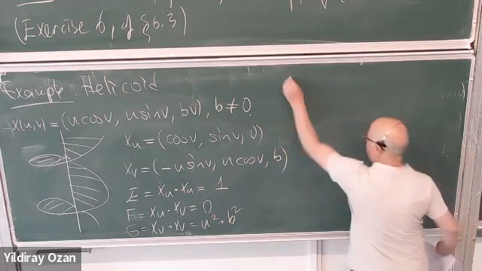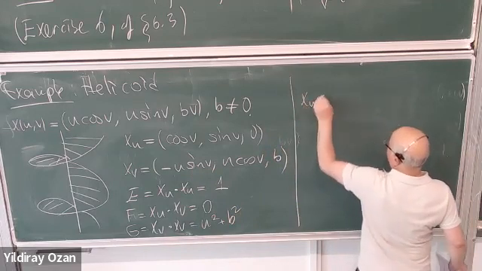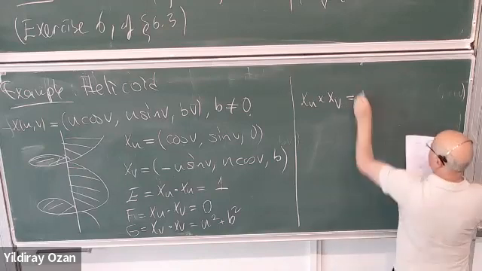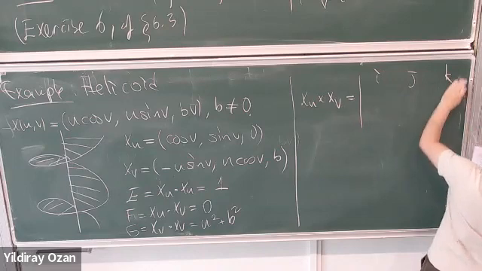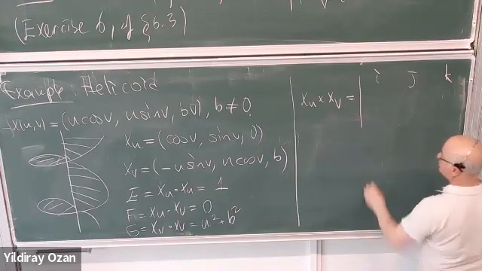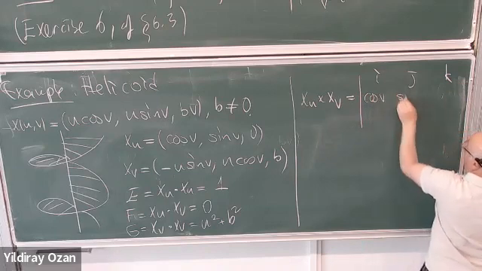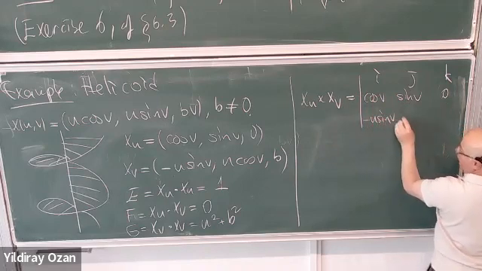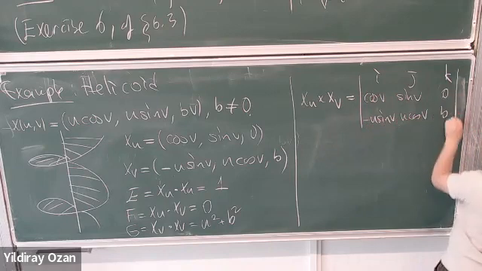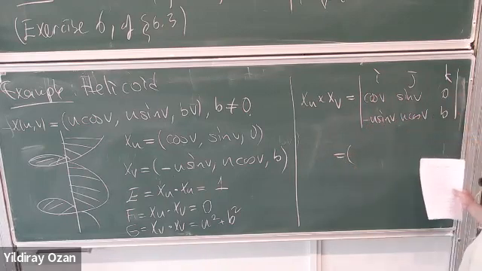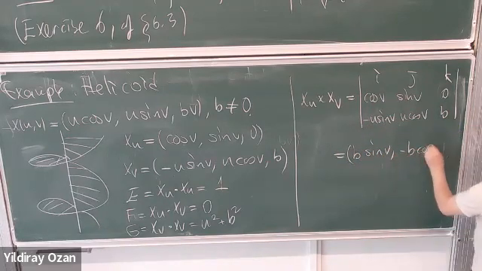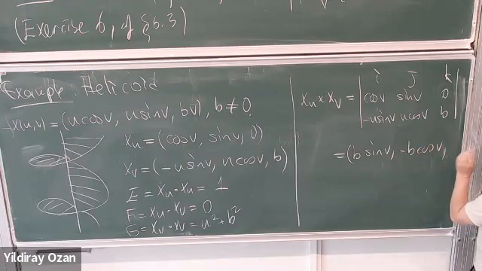All right. What about x sub u cross x sub v? Let's compute the normal vector. So this is i, j, and k. X sub u was cosine v, sine v, 0. And this is minus u times sine v, u times cosine v, b. And if you do the computation, let me tell you what the result is. This is b times sine v, minus b times cosine v, and then the z coordinate is u.